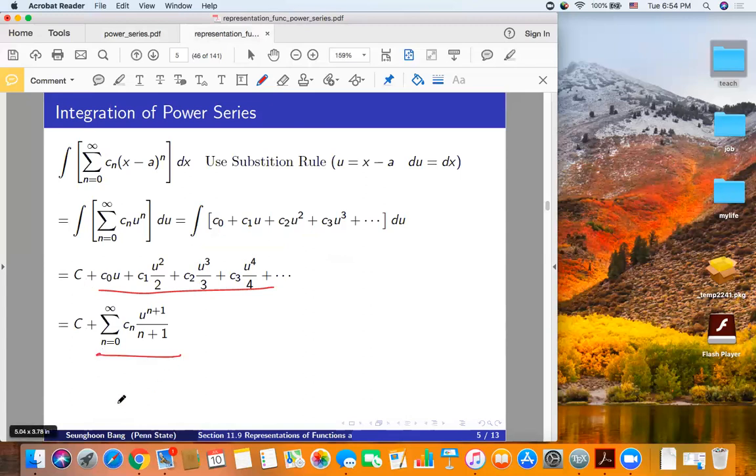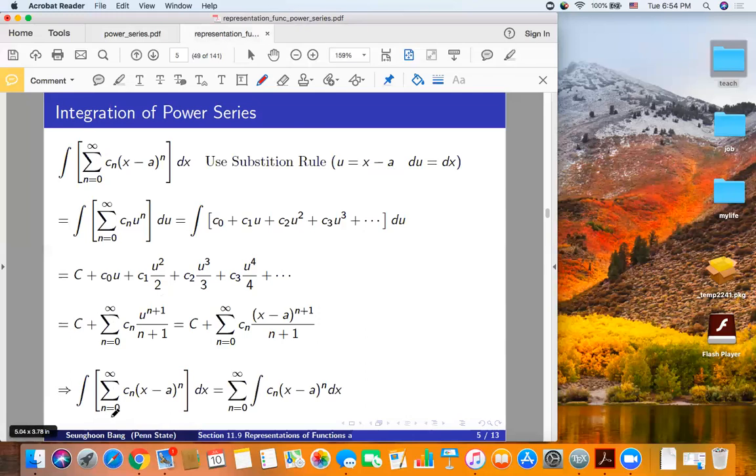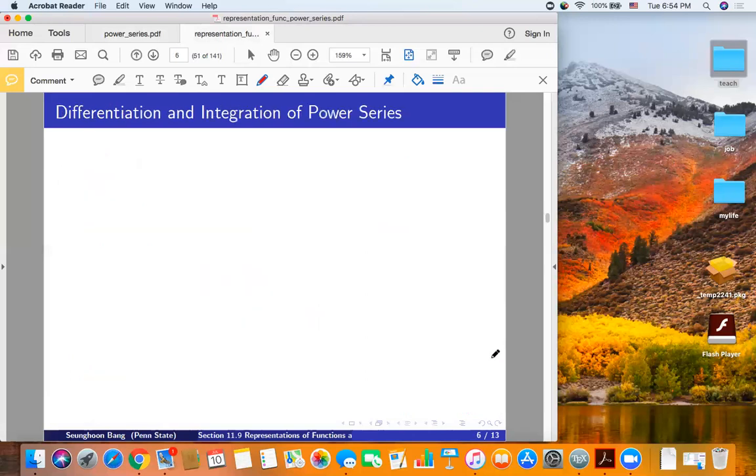C plus summation n equal to 0 to infinity of cn u to the n plus 1 over n plus 1. The last one, you change back. So u equals x minus a, you plug into u, so we have this result. So what happens? Only take out summation. Find the integral of (x minus a) to the power n, like power rule: (x minus a) to the power n plus 1 over n plus 1. This is the idea. I'm going to summarize.